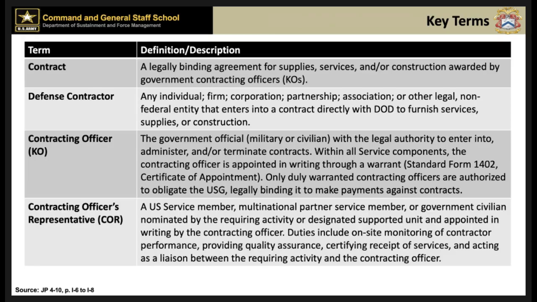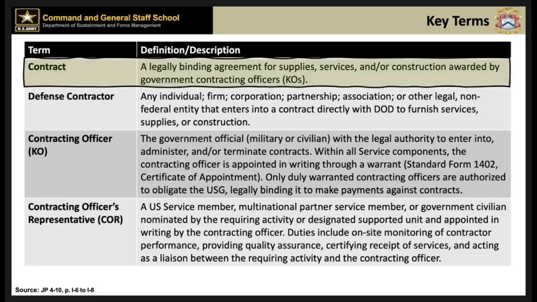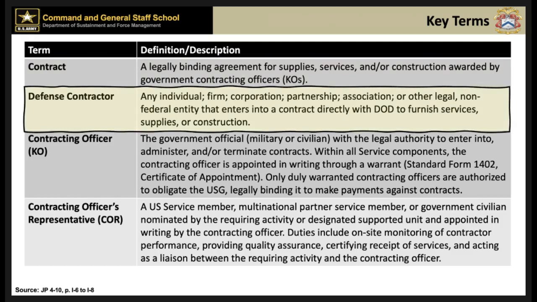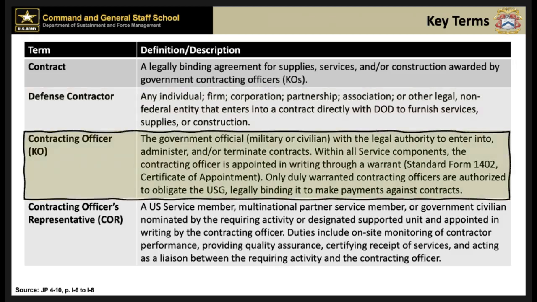Here are some key terms that apply to operational contract support. A contract is the legally binding agreement between the government and the contractor. A defense contractor is the individual or organization that enters into a contract with the government. The KO is the government official with the legal authority to write, administer, and terminate contracts for the government.